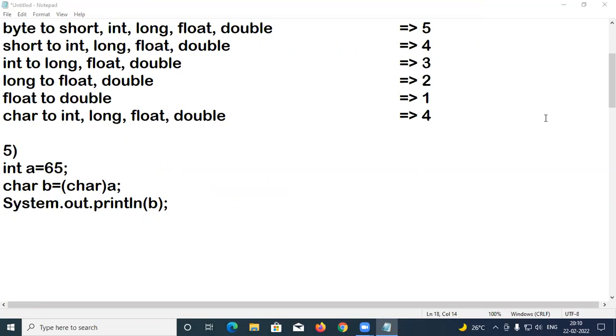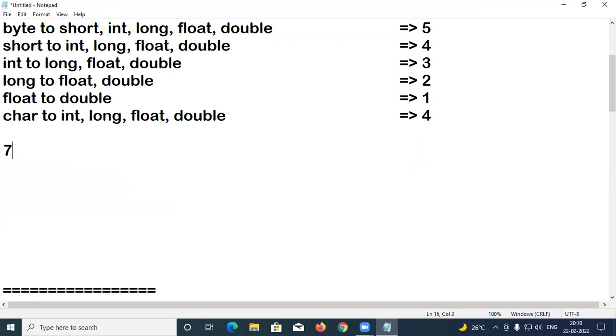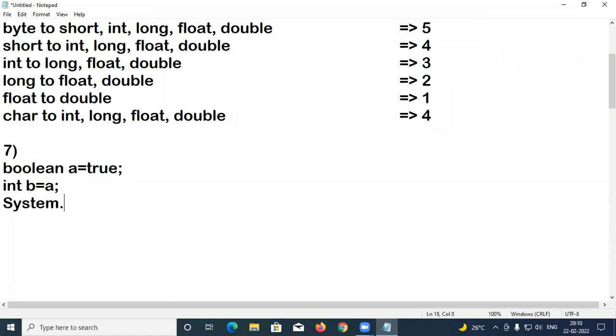See, one more. Is it over? 7th one. Boolean a equal to true, integer b equal to a, System.out.println b. Valid or not valid? Invalid? Sure? Sure. Can we solve this error? No, we cannot solve. It's an error only.